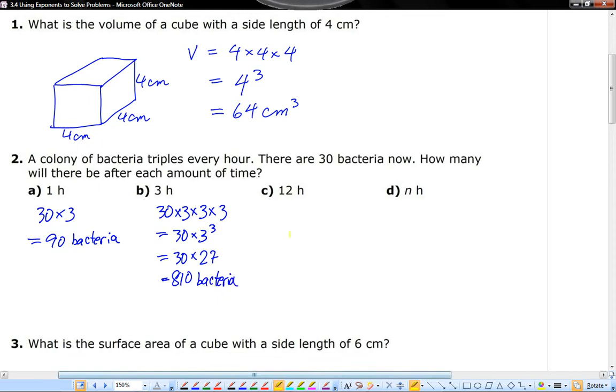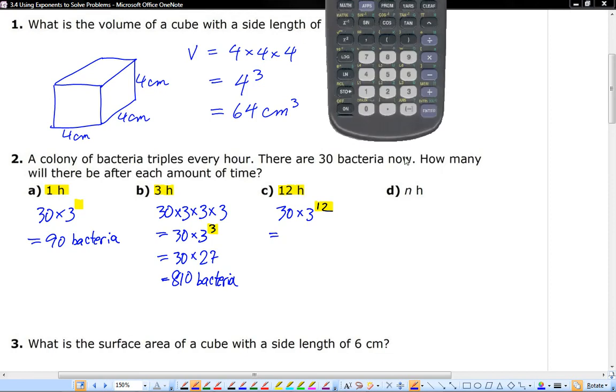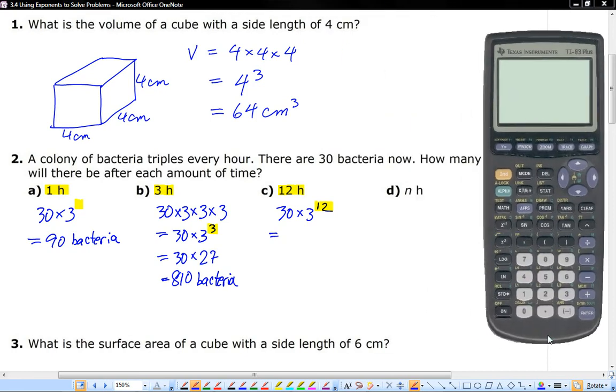So what you'll notice is that the exponent here is the number of hours. Just like the exponent here, although we didn't write it, it was 1 hour. And so that's what we're anticipating for part C. We can go straight to writing that this is 30 bacteria times 3 to the power of 12, because when 12 hours goes by, we will have tripled the population 12 times. And so the 3 to the power of 12 part is going to be a fairly large number, and so I'm going to have to do that on my calculator.